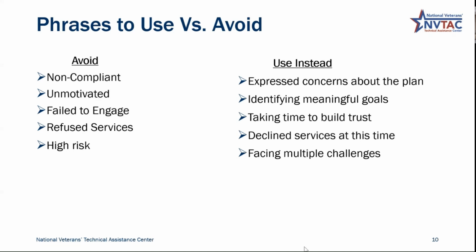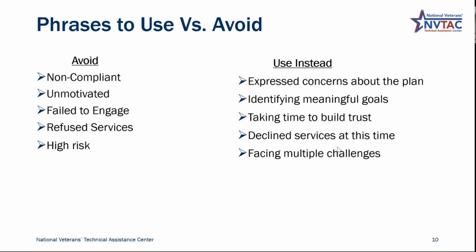So, phrases to use and phrases to avoid. Like I said before: non-compliant, unmotivated, fail to engage, refuse services, high risk. These are phrases that we want to shift away from as much as possible. Instead of using phrases like non-compliant, unmotivated, fail to engage, you want to use language like express concerns about the plan, identifying meaningful goals, taking time to build trust, decline services at this time. Decline services at this time is extremely important.